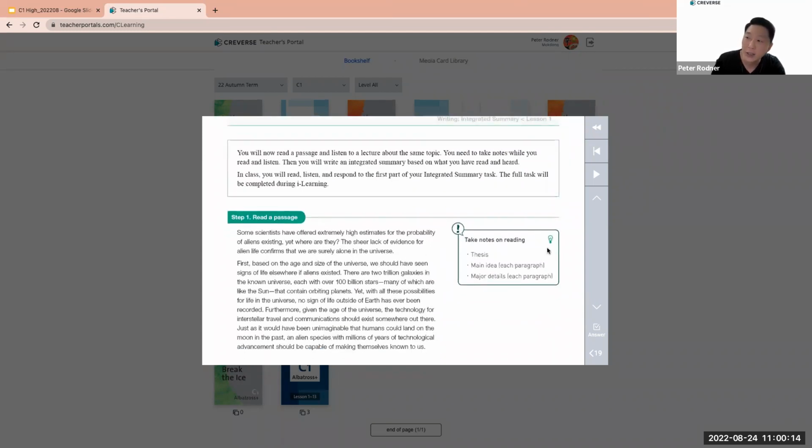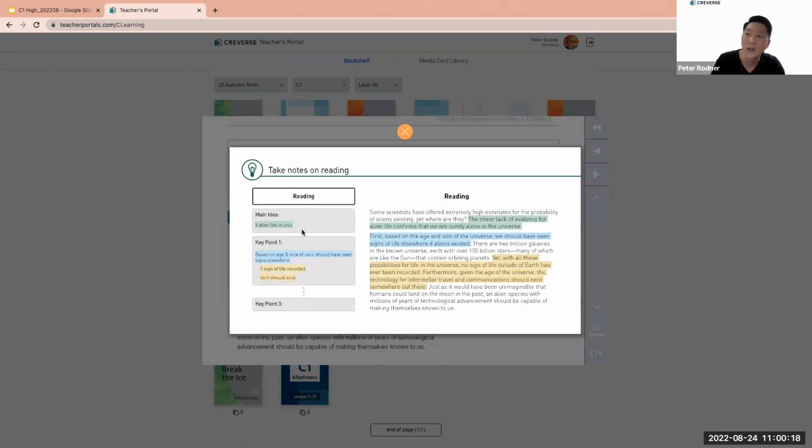Here, it's hard to tell, but this little light bulb, you can actually click it, and then it's going over and saying, hey, this is the main idea. This is one of the key points. And then these are the major details. So basically, they're using their skim, scan, annotate techniques for this section.